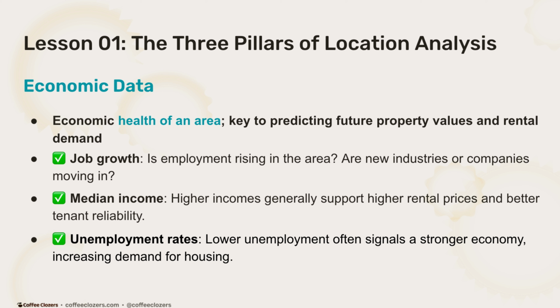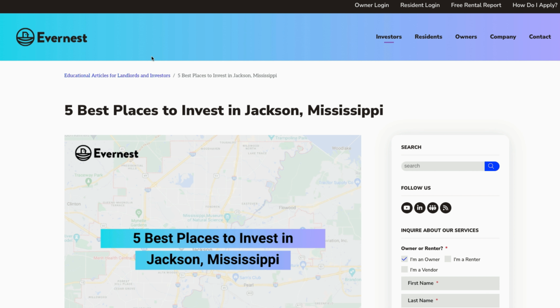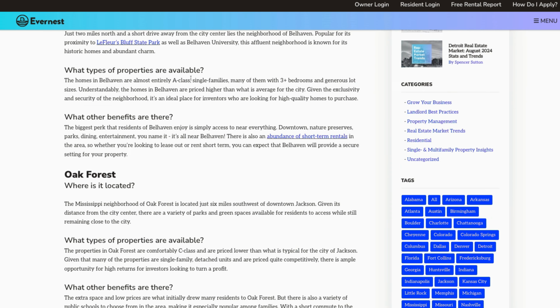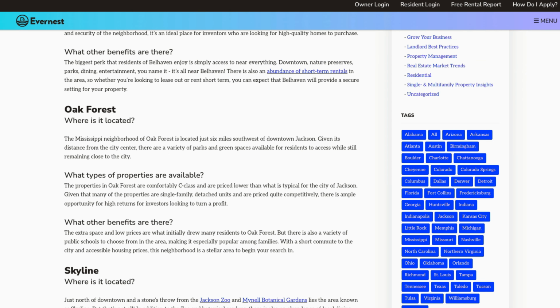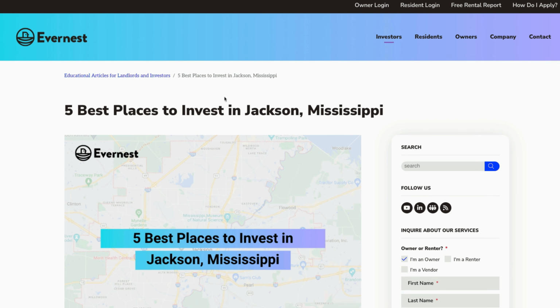So let's take a look at an example of how you would actually look at economic data for an area. Let's imagine that we're looking where to invest. We see an article that says 5 best places to invest in Jackson, Mississippi. We go through this article, but ultimately what we're trying to decide is, should we even invest in an area like Jackson, Mississippi? How do we use this economic information to learn more?